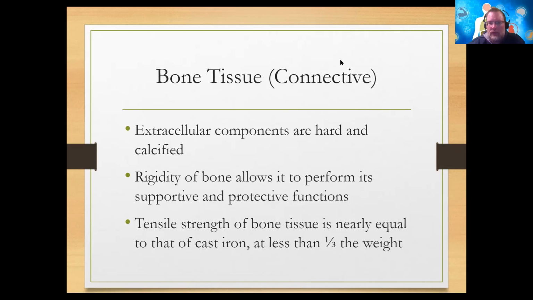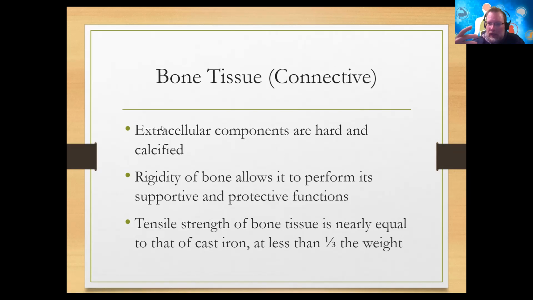Okay, so connective tissue. So what type of tissue is bone? Is it epithelial? Is it a lining or a covering? No. Is it muscular tissue? No, that's not a muscle. Is it nervous tissue? Nope. It doesn't fit any of those three categories. So that leaves us with connective tissue, cells in a matrix. So bone is a connective tissue.